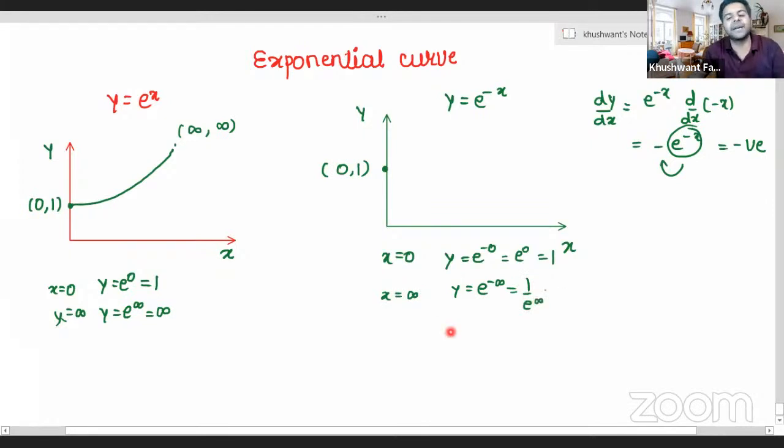1 by e power infinity is how much? 1 by infinity, which we can write as 0. This means the curve is going to a point where x is infinity and y is 0. y is 0 here, see, right? And x is infinity here. Am I correct? So we are going to a point over here. Can we understand this properly?